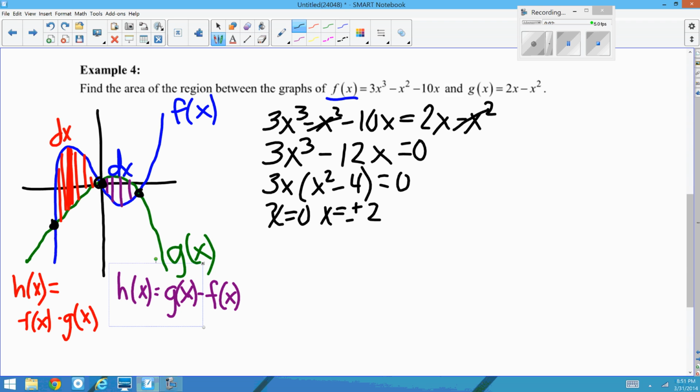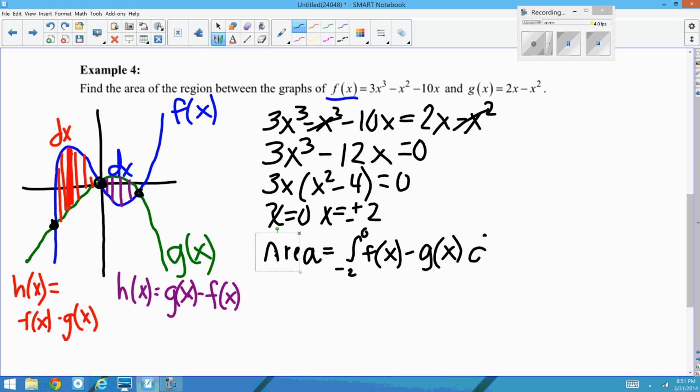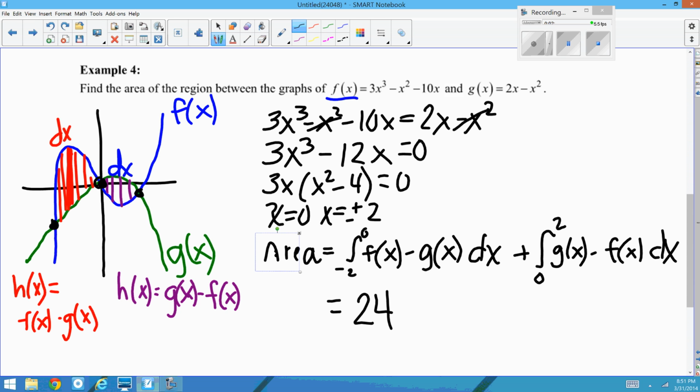So now we just need to set up our integral. The area is equal to the integral from negative 2 to 0 of f of x minus g of x dx plus the area going from 0 to 2 of g of x minus f of x dx. You can do that by hand, or for now, just for the sake of time, with a calculator. And I believe that you end up with 24 units.